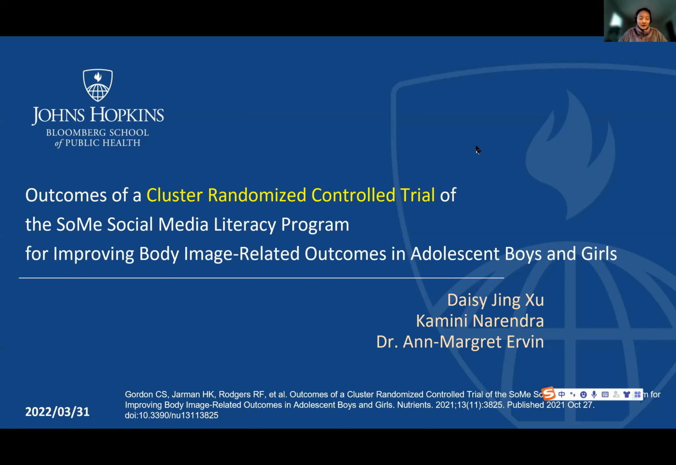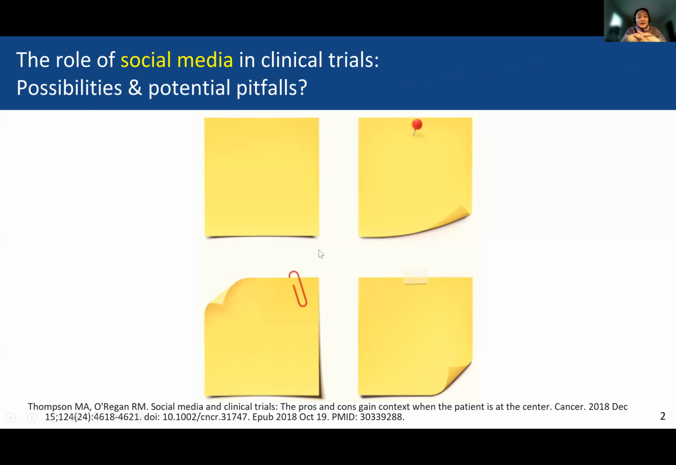So the article's title is The Outcomes of a Cluster Randomized Control Trial of SoMe Social Media Literacy Program for Improving Body Image Related Outcomes in Adolescent Boys and Girls. Kamini and I will be paired for this presentation. This is our second collaboration, and today our advisor is Dr. Irvin.